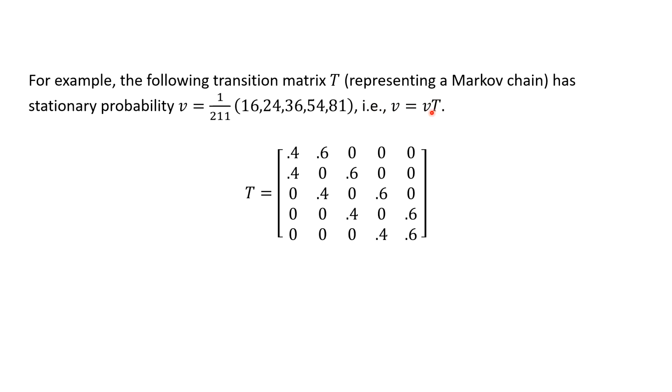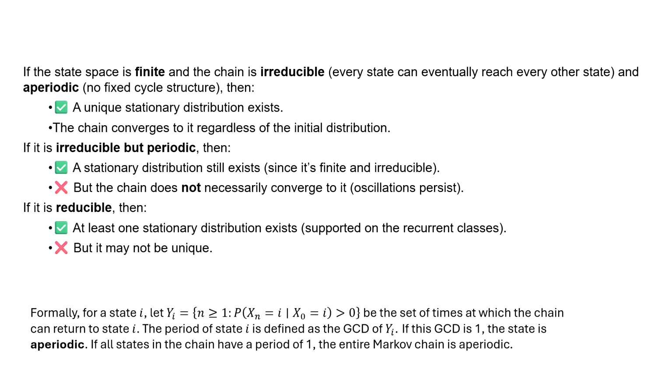We have a stationary vector, stationary probability. On this slide, I summarize the conditions under which a Markov chain has a stationary distribution. If the state space is finite, and that's kind of what we've been looking at mostly, and the Markov chain is irreducible, every state can eventually transition to every other state, and aperiodic, no fixed cycle structure, then under these conditions, a unique stationary distribution exists, and the chain converges to it regardless of the initial distribution.